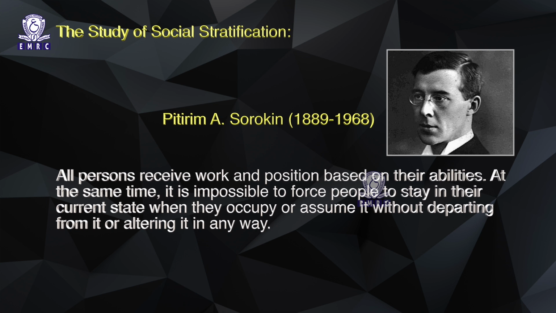For example, even in the so-called immobile society like India, though a Harijan cannot change his caste status, he can change his educational, economic, employment and political status. In this sense, there are no completely open and mobile societies and completely closed and immobile societies.